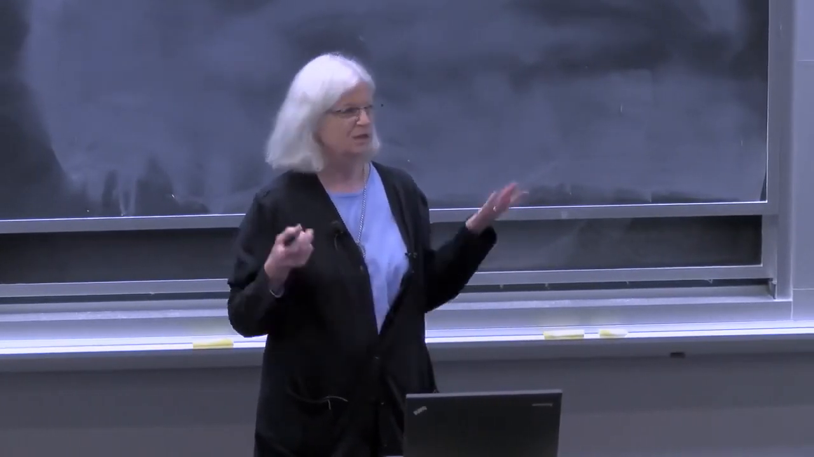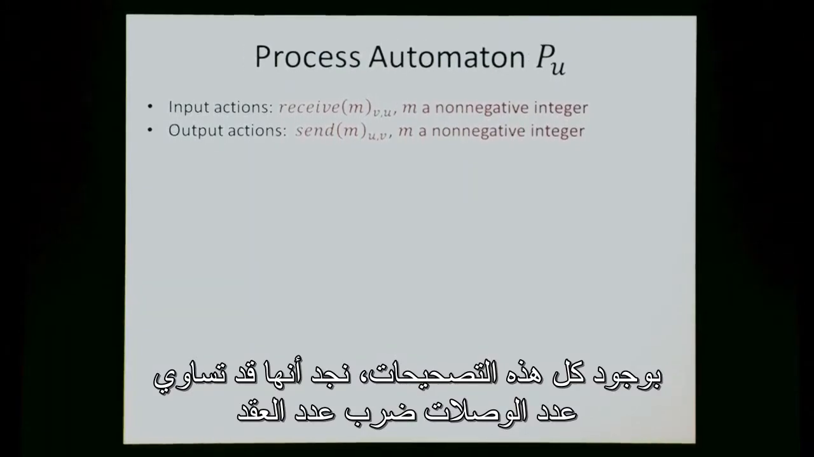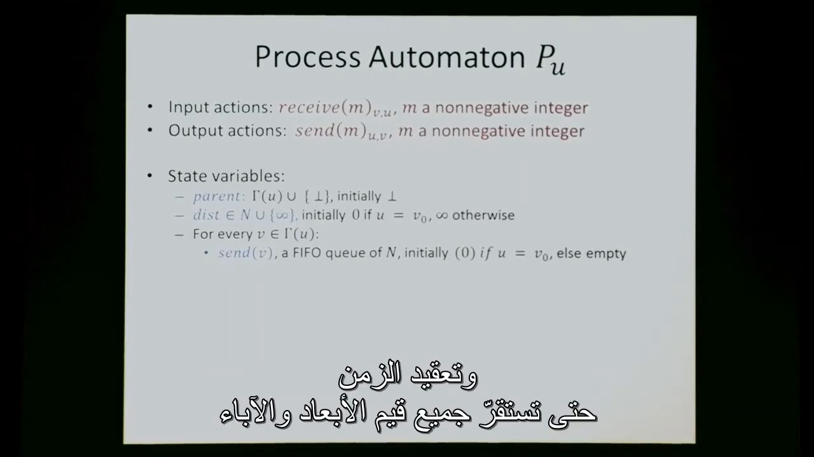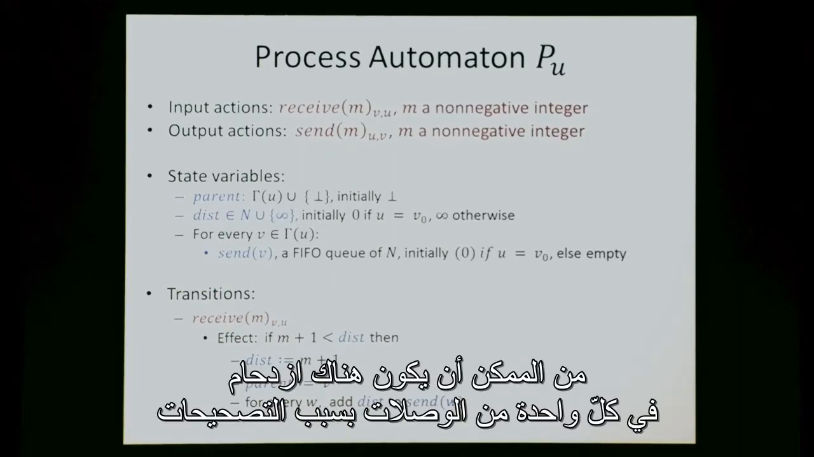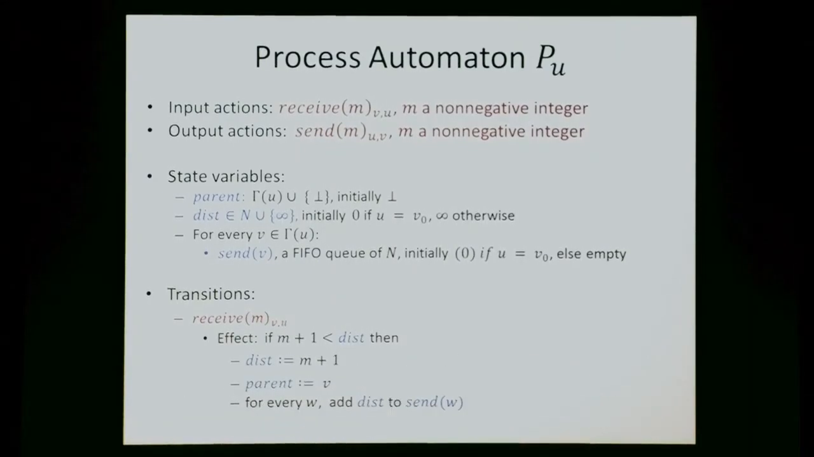Okay, message complexity. Since there's all these corrections, you're back in number of edges times possibly the number of nodes. And the time complexity till all the distances and parent values stabilize could be, this is pessimistic again, the diameter times the number of nodes times d, because there can be congestion in each of the links because of the corrections. Okay?